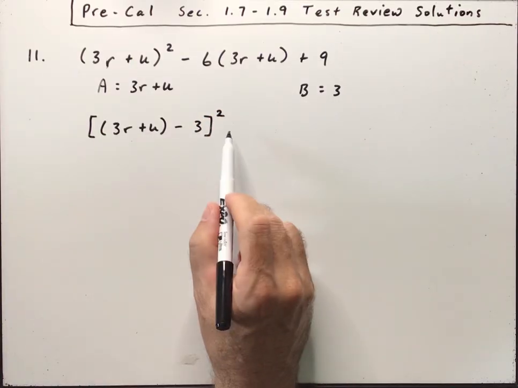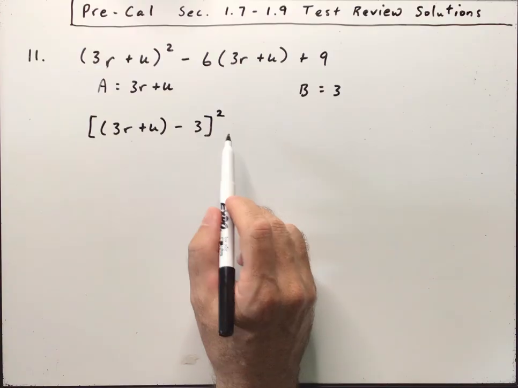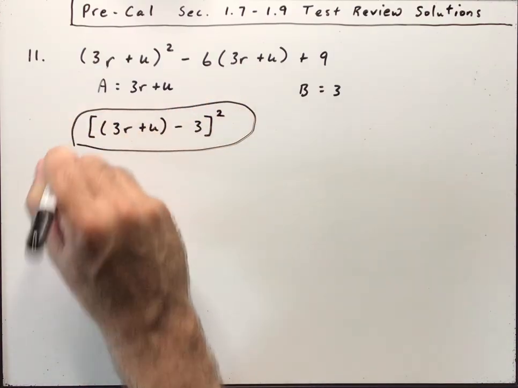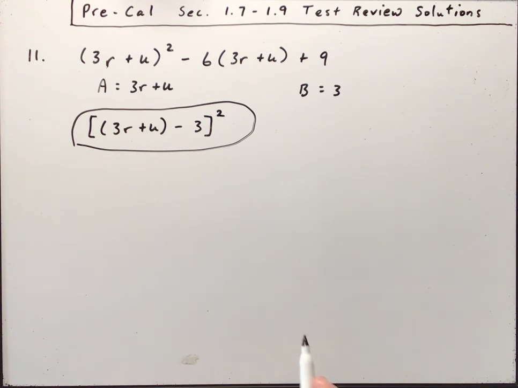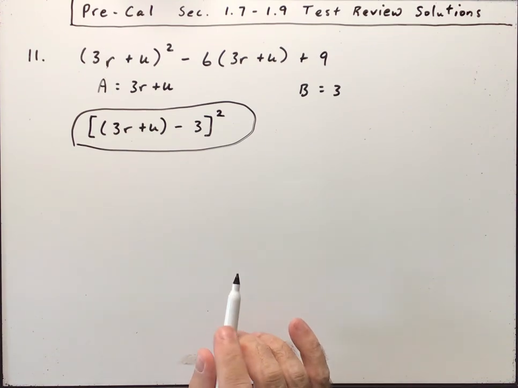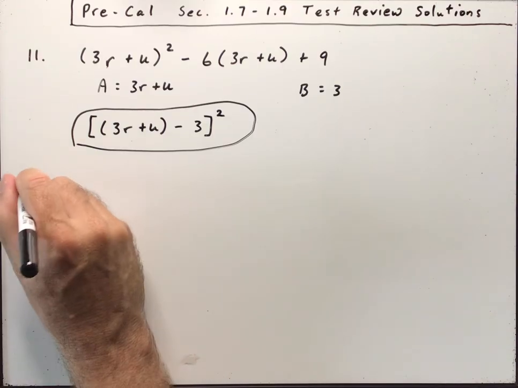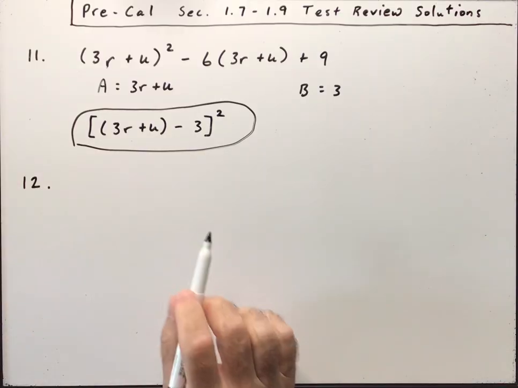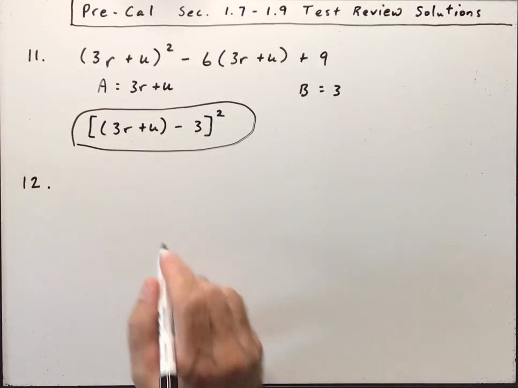So you could multiply that out by FOILing to check, or you could try doing it in your head. If you have time on the test, what else are you going to do? You may as well check it. You might want to wait to the end when you're finished, and then check them at the end so that you make sure that you have time. But yeah, that's a quick problem to work if you recognize the pattern.